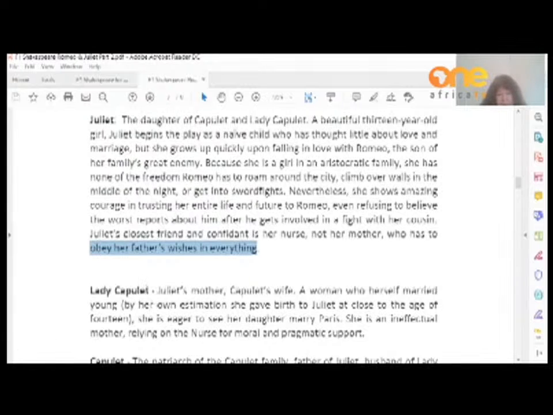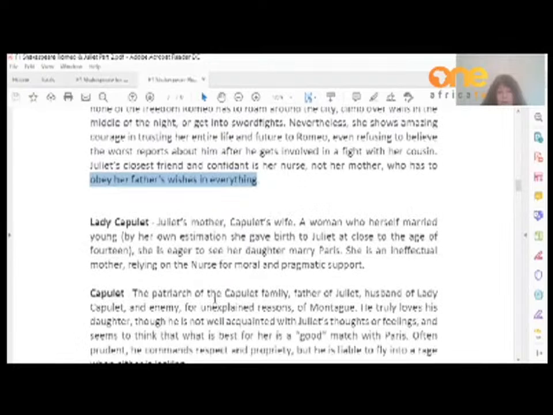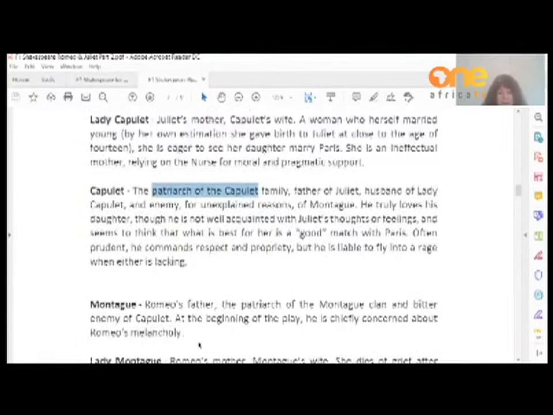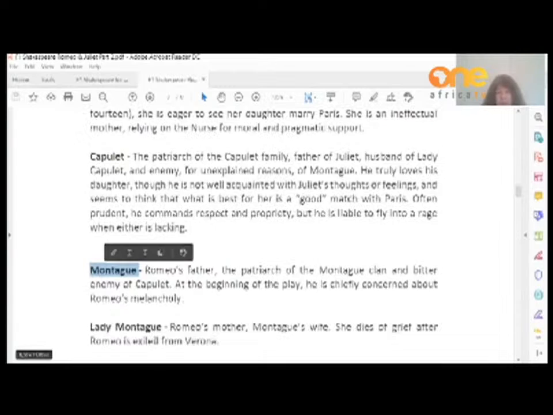There's Lady Capulet, who's Juliet's mother. Her father's just called Capulet, who's the patriarch of the Capulet family. So he makes all the decisions, makes all the rules. Particularly in African countries, there's a lot of patriarchy, still goes on to this day. Who else is here? There's Montague, which is Romeo's dad, and there's Lady Montague.